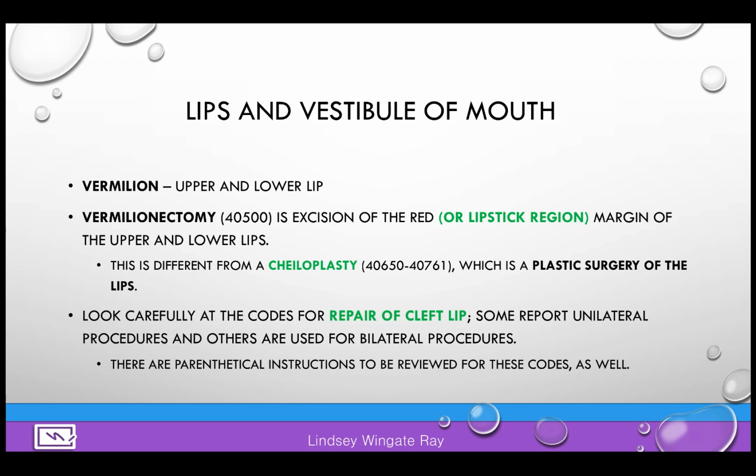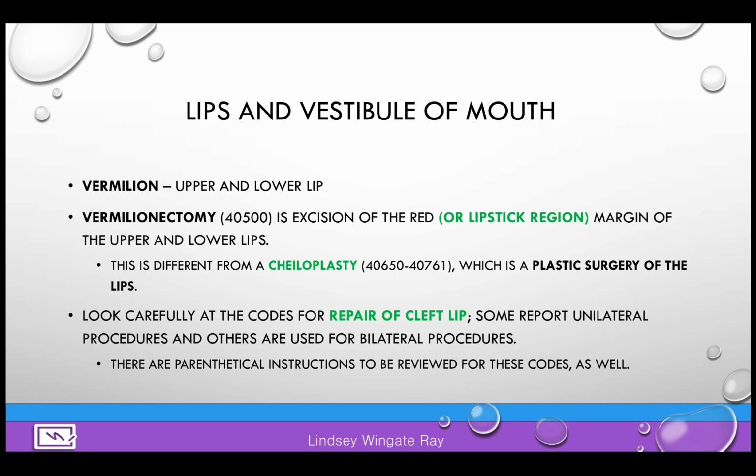Now let's go back to the beginning of the section for the digestive system and look at the lips and vestibule of mouth section. You should know that vermilion is the upper and lower lip, the part where lipstick goes on. Vermilionectomy is 40500, and it is the excision of the red margin of the upper and lower lips. This is different from a chiloplasty, which is a plastic surgery of the lips.